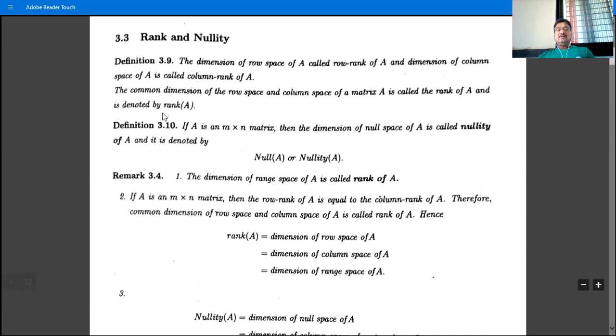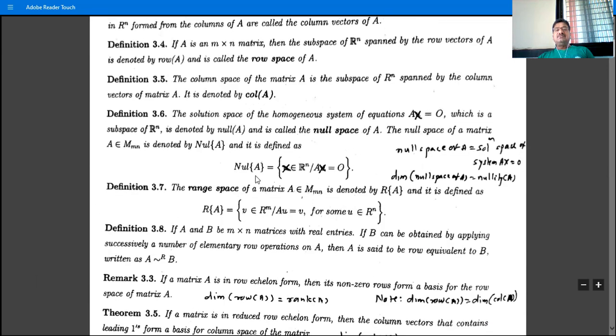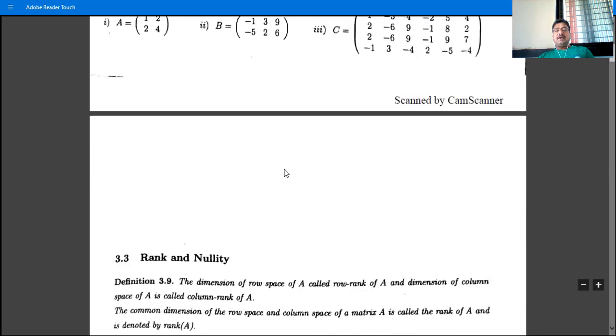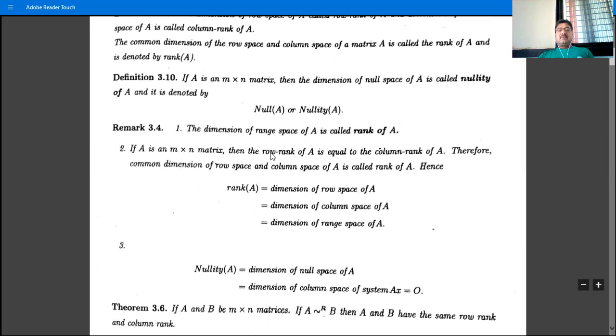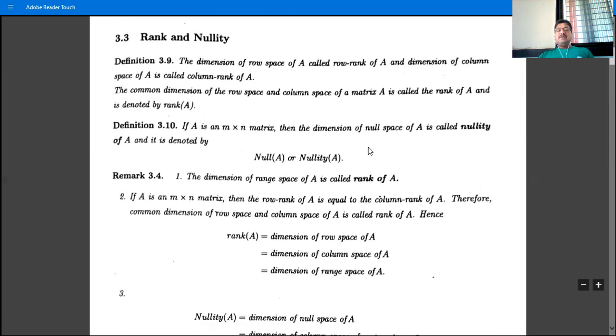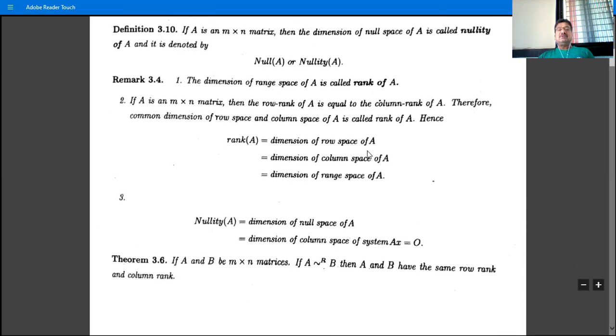So again, this is the definition of rank and nullity. Null A is the null space of A, and the nullity of A is denoted by capital Null A, meaning nullity of A. And what is nullity? Nullity is the dimension of the solution space of the system AX equals 0.